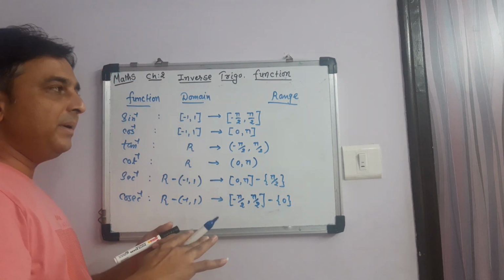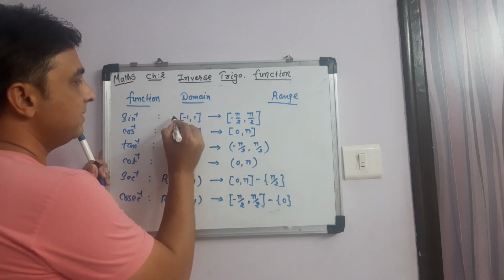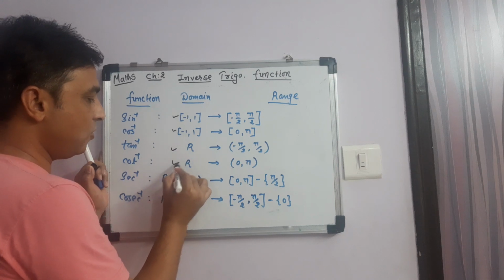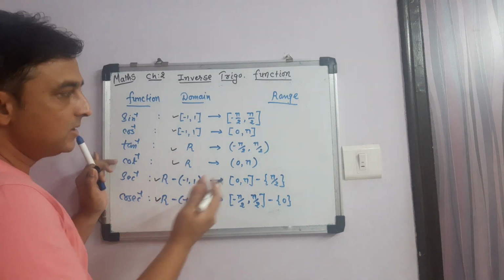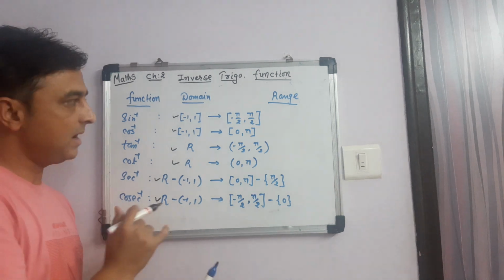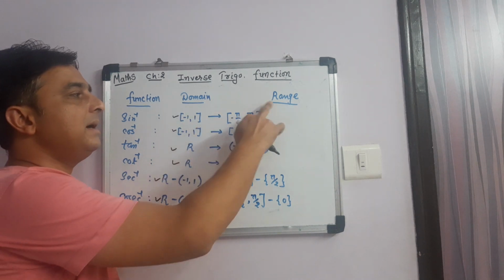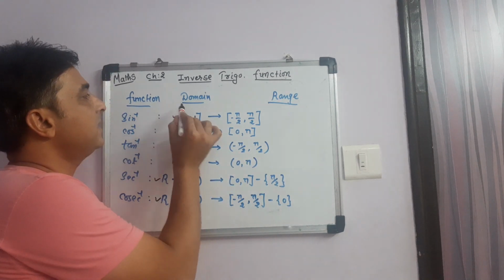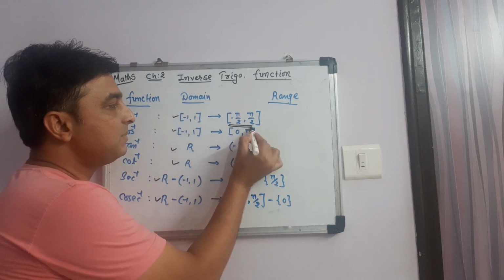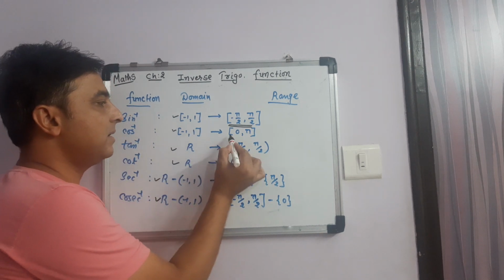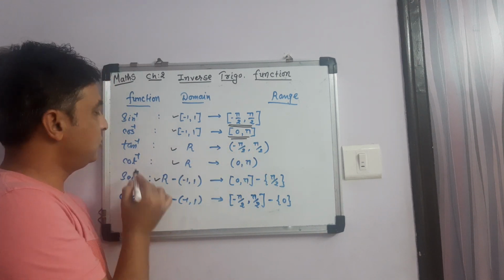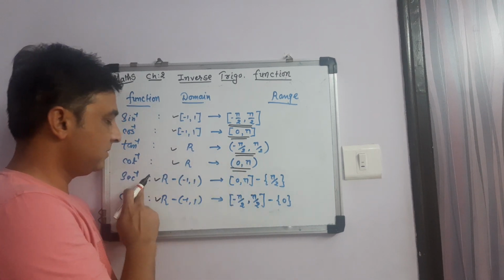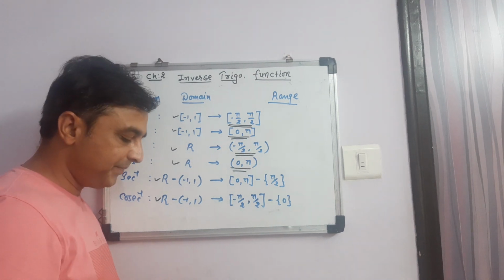See, in the trigonometry function, these are the ranges of sine, cos, tan, cot, sec and cosec. So now it becomes the reverse. Range will be the domain and the domain will be the range. So sine inverse has a range minus pi by 2 to plus pi by 2. Similarly, cos inverse has 0 to pi. Tan inverse has this. Similarly, cot, sec and cosec.